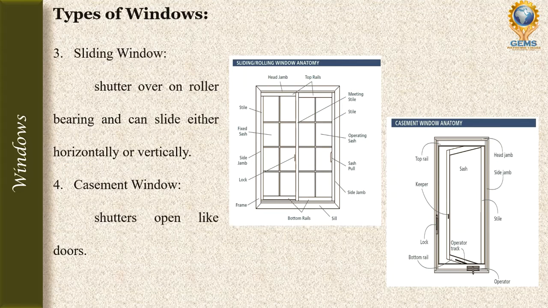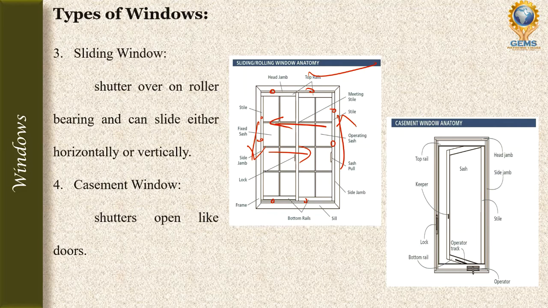Third one is sliding window. This is how it will look like, this diagram, but we will have rollers on the window frame, so that we can slide the window easily in the horizontal direction like that. If we provide the rollers here, we can move it in the vertical direction also. So that is sliding window.